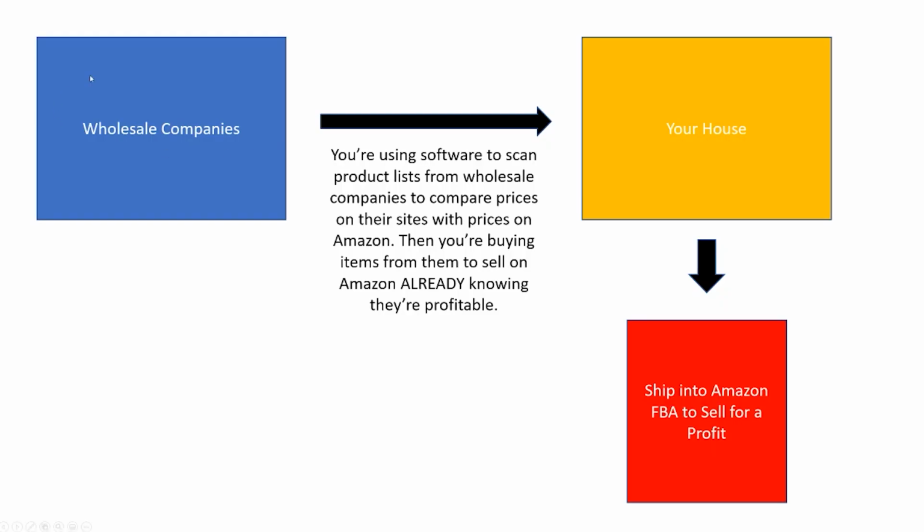Now, the last form of selling from home, which is very, very scalable and my favorite, and probably the most scalable in my opinion, is wholesale, okay? So with this, again, you're using software to scan product lists from wholesale companies to compare prices on their sites with prices on Amazon. And then you're going to buy those items from them to sell on Amazon, already knowing they're profitable.